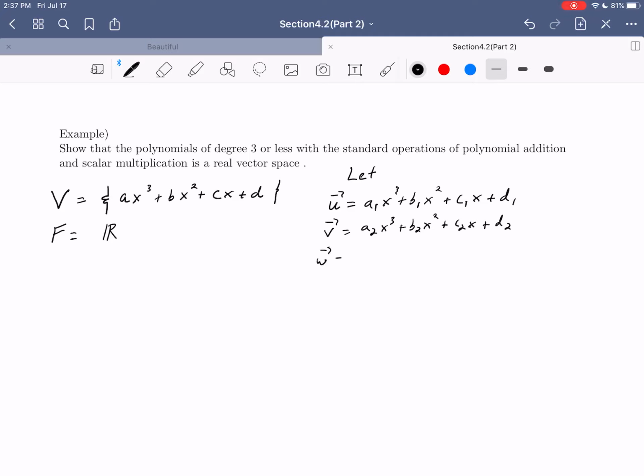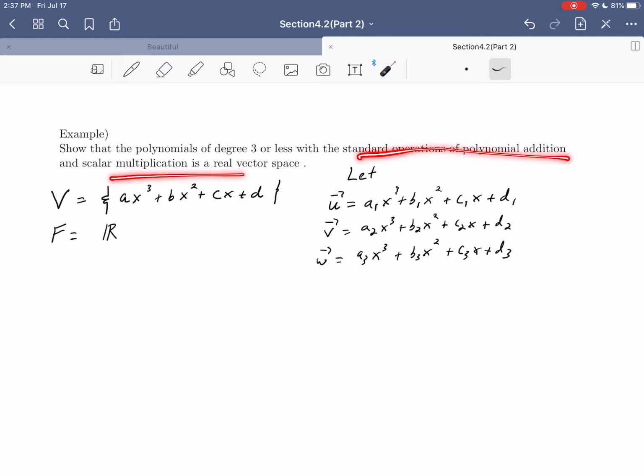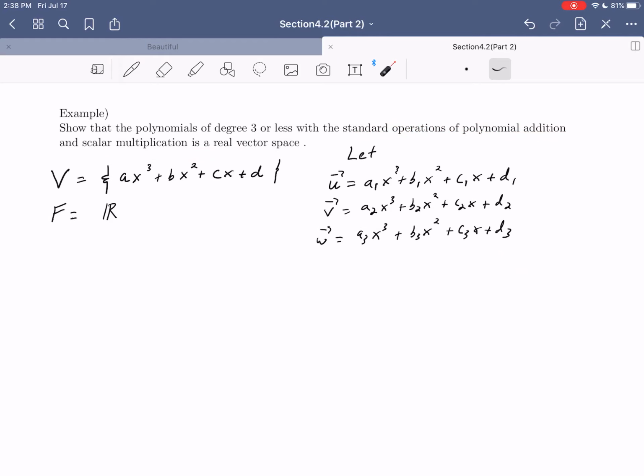And I guess, because some of the properties do require three vectors, with our notation w would be a3x^3 + b3x^2 + c3x + d3. The only reason I'm defining these ahead of time is that we'll need them when we start to get into the properties, and also to write out the operations, I need to at least have defined a couple vectors. All right, standard operations of polynomial addition.